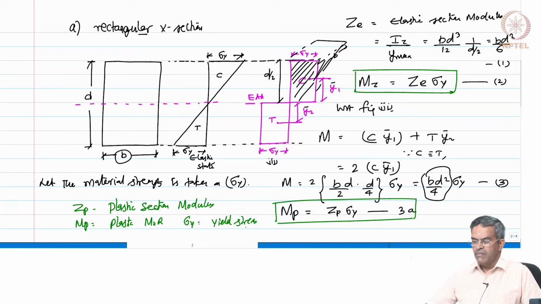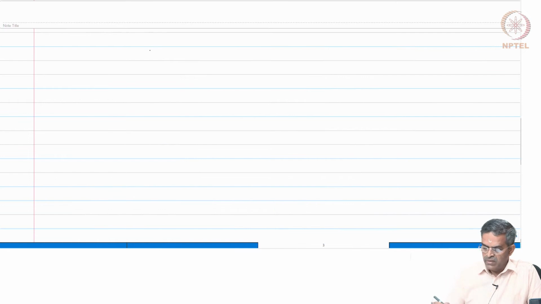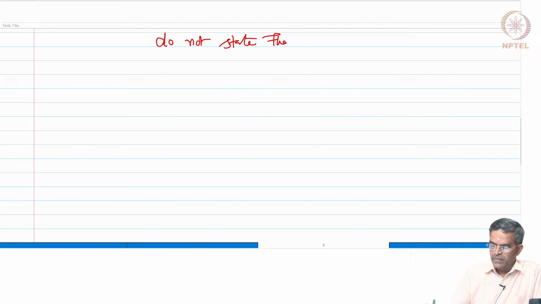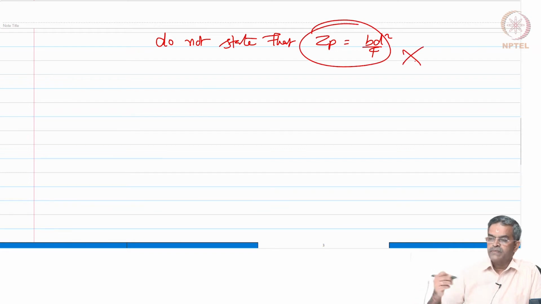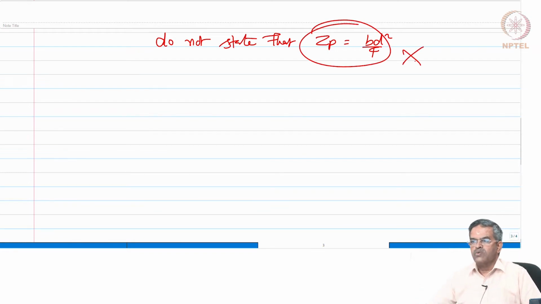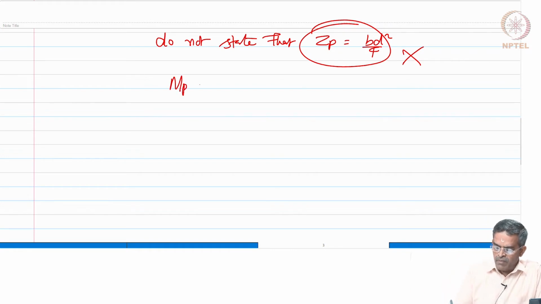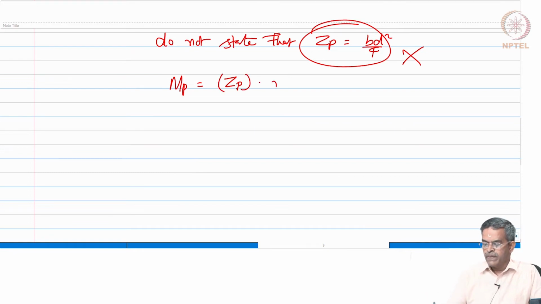But please understand, we do not want to say that ZP is BD square by 4, we will not remember ZP in this manner. We will simply say the plastic moment of resistance is the plastic section modulus multiplied by sigma y. We will come to this argument slightly later, how you get this.